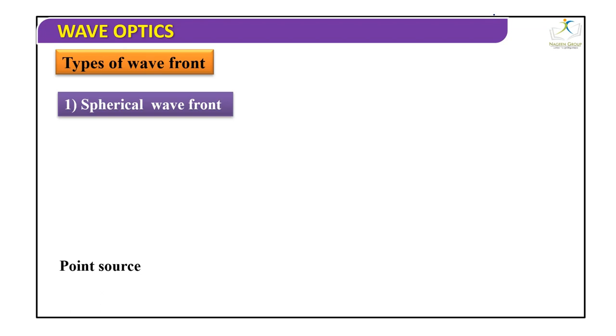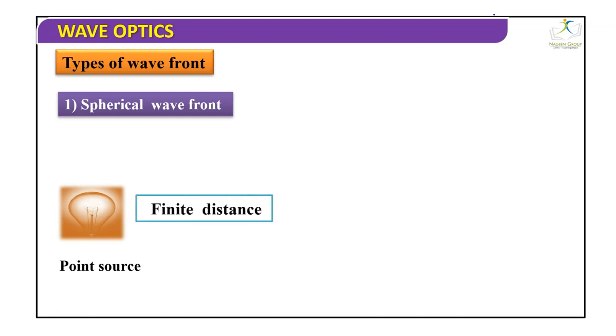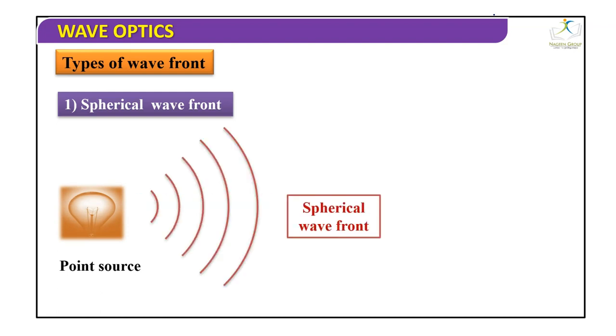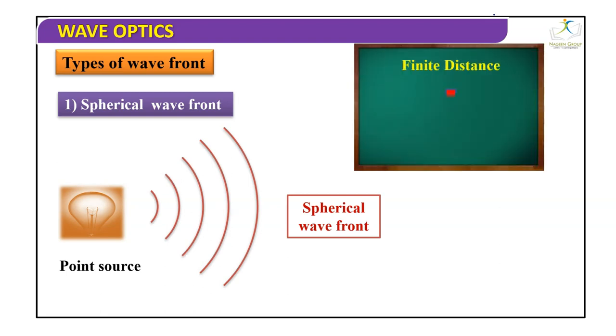Types of wavefront. The first wavefront is a spherical wavefront. A point source makes a spherical wavefront, at a finite distance. The finite distance comes because of a point source.